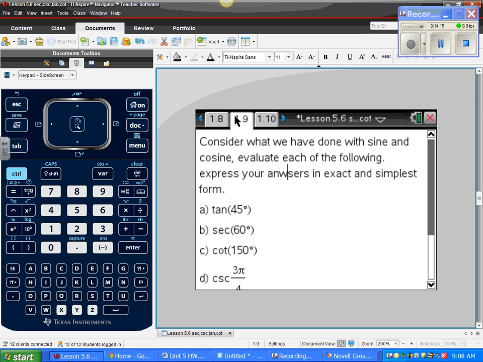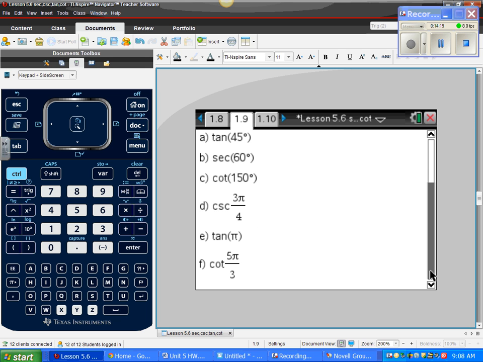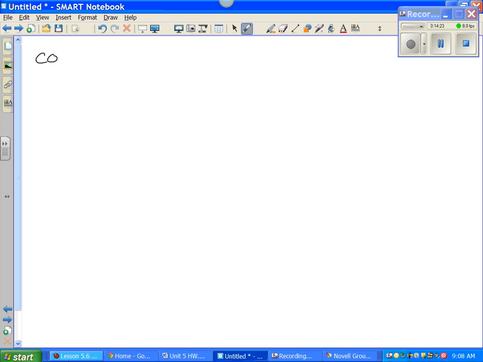And the next one is, what's the next one? Tangent of pi. What was it? Tangent of pi. The next one was cotangent of 5 pi over 3. All right, so why don't you go ahead and try those two, and then we'll go over them together.